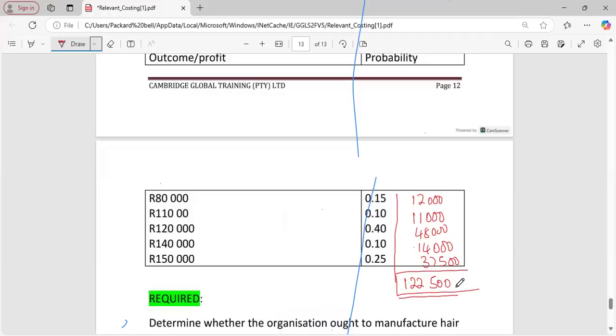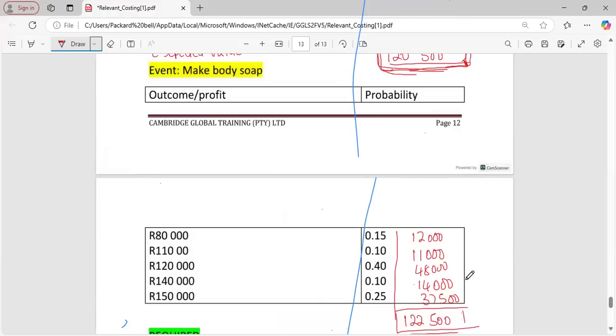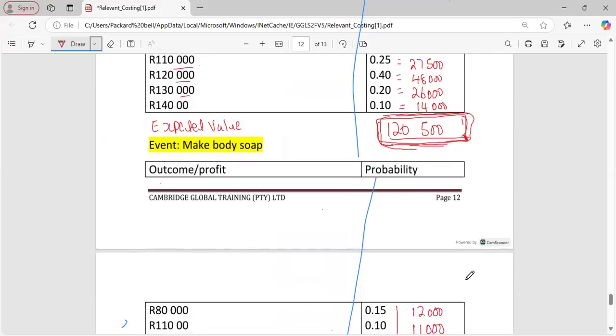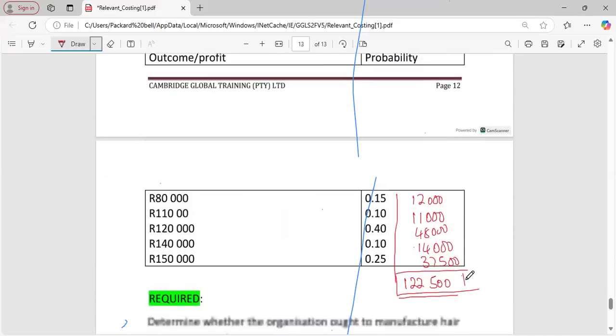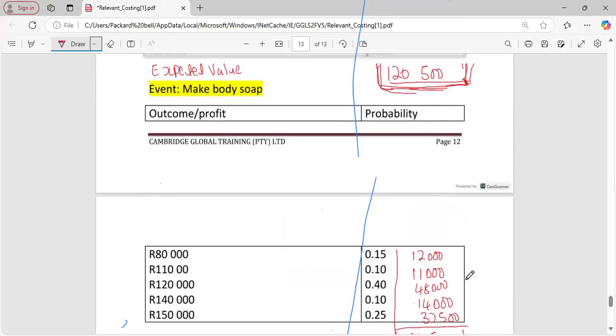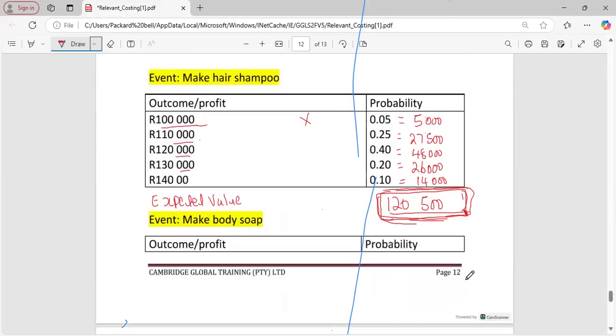So it's going to be 122,500. So are we going to manufacture shampoo or soap based on quantitative? So it means we are going to make hair shampoo here, no? Yes. Because here we're deciding whether we should make, so which one are they going to make? Is it revenue or expense that we are calculating here? We're calculating revenue.